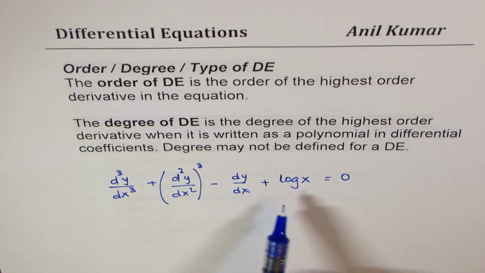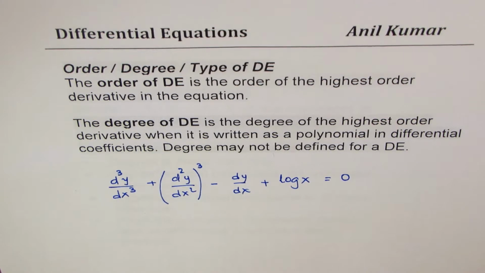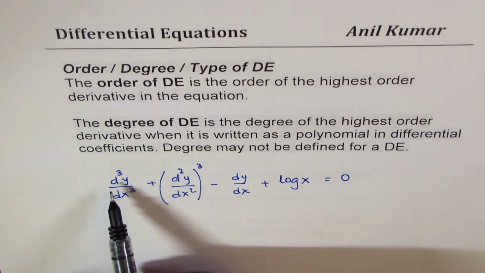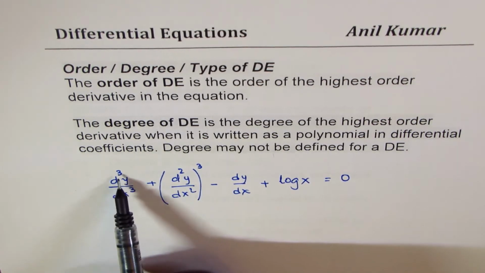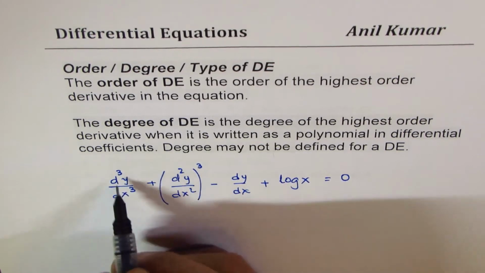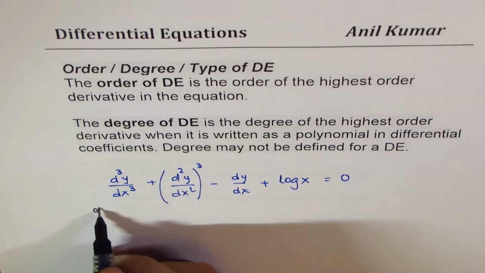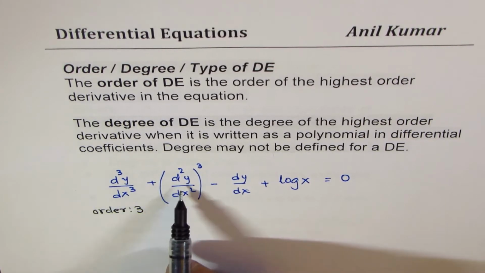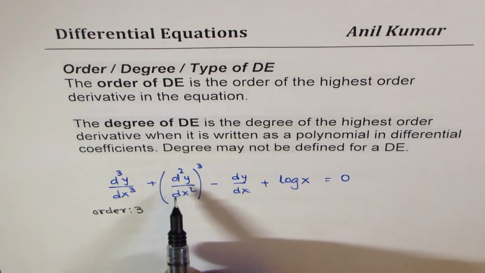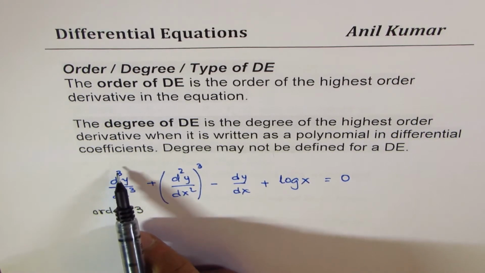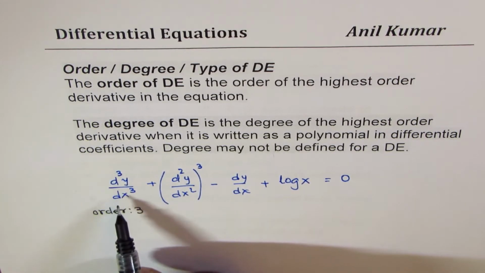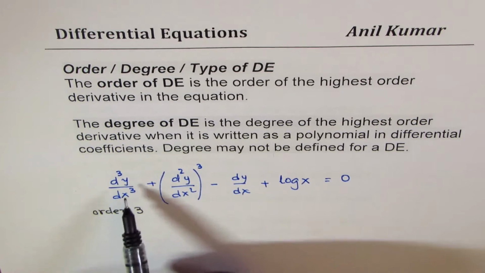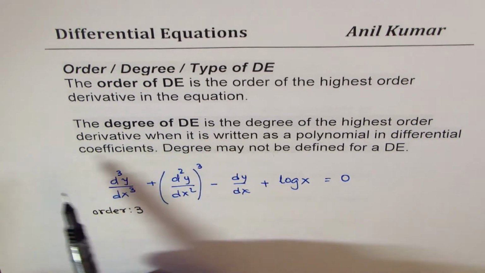Now in this case, clearly what you see here is that this is the third derivative, third order. So this is the order. So here we see that the order is 3. Amongst all these derivatives, this is the one with the highest order. So that becomes the order of the differential equation. Correct.